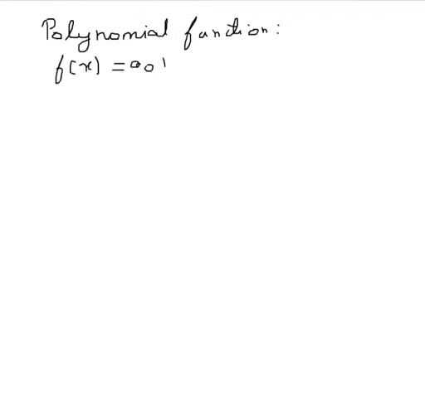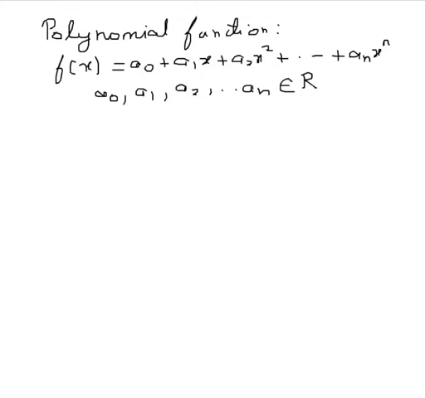Let us learn about polynomials. Polynomial function. What is a polynomial? An expression of the form a0 plus a1x plus a2x square, etc., an x power n, where a0, the coefficients a1, a2, etc. up to an are real numbers. And this becomes a polynomial only when powers of x are positive integers.